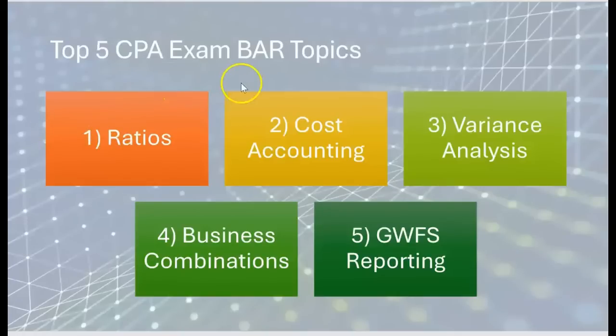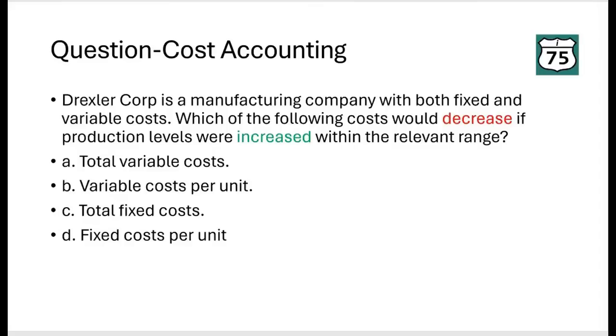Another top CPA exam bar topic is cost accounting. Maybe you saw a question like this on your CPA bar and you didn't know how to handle it. Drexler Corp is a manufacturing company with both fixed and variable costs. Which of the following costs would decrease if production levels were increased within the relevant range? This is a question on what they call cost behaviors.